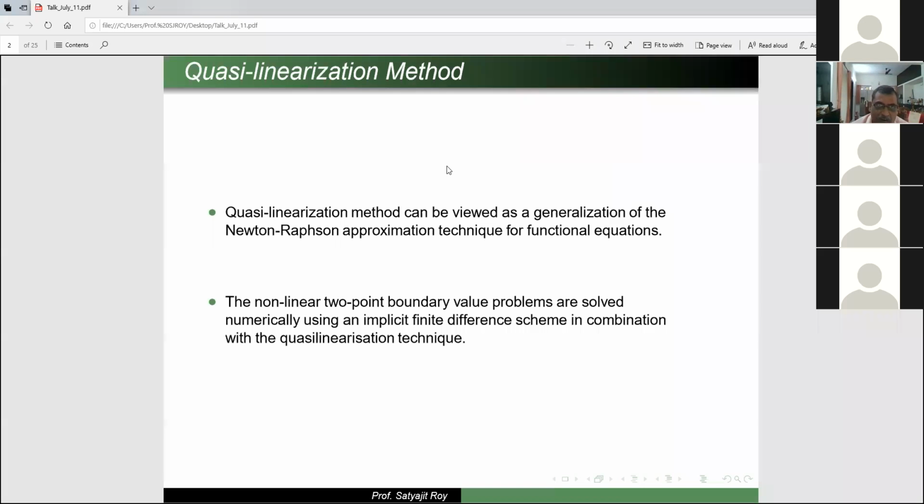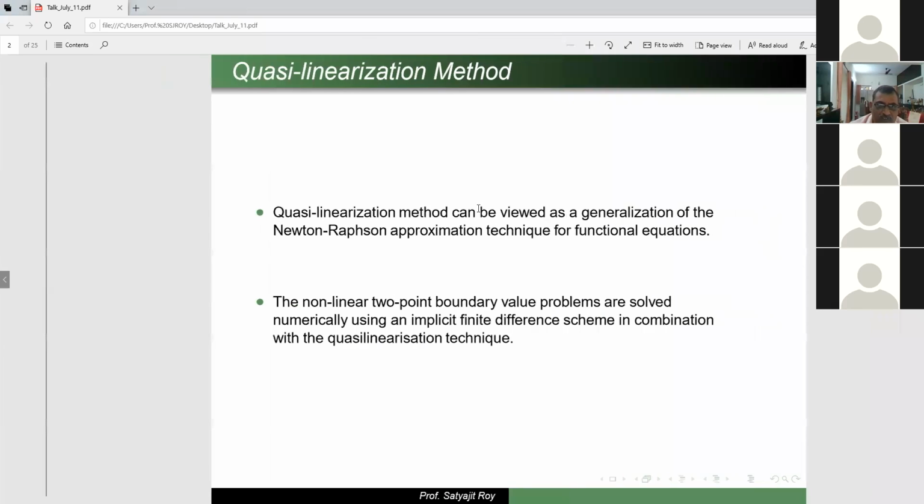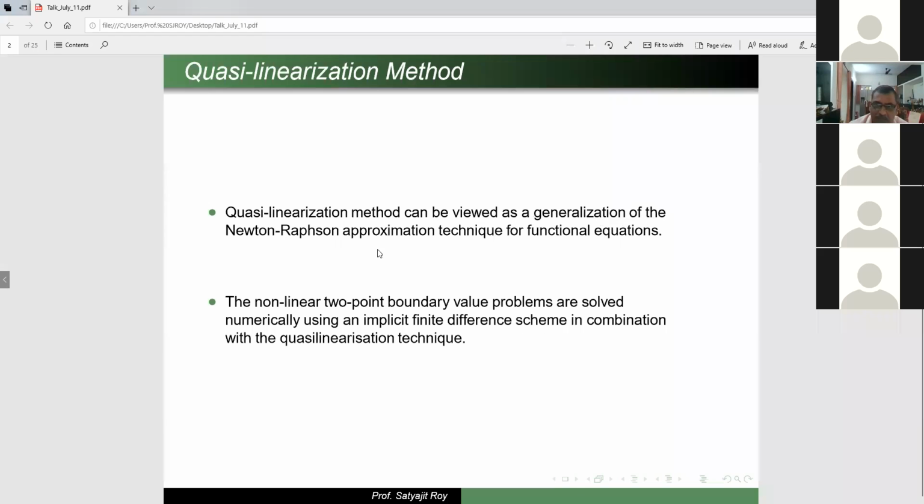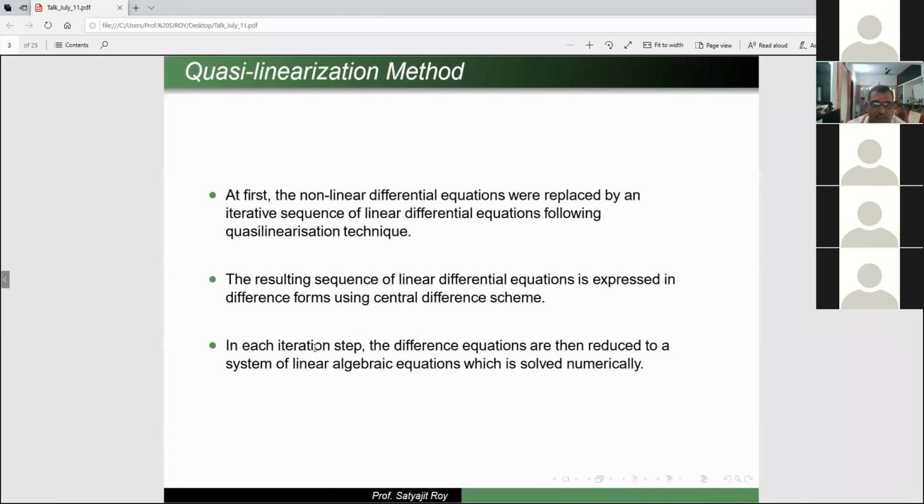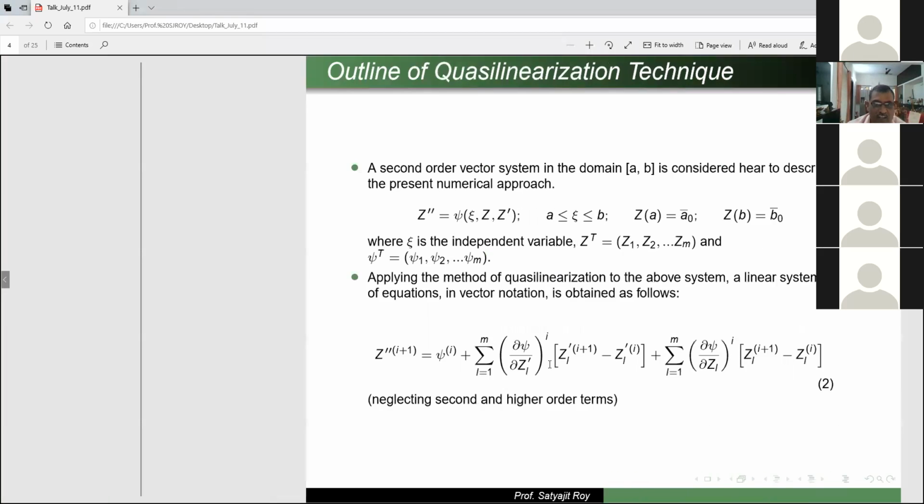So this idea, now you read from the beginning how it looks. The quasi-linearization method can be viewed as the Newton-Raphson technique, that you understood because it is a Taylor series. Now the non-linear 2-point boundary value problem is solved by this implicit method, which I have not explained. So non-linear is replaced by a linear sequence. In each iteration step I have to solve this equation. These are all clear now.